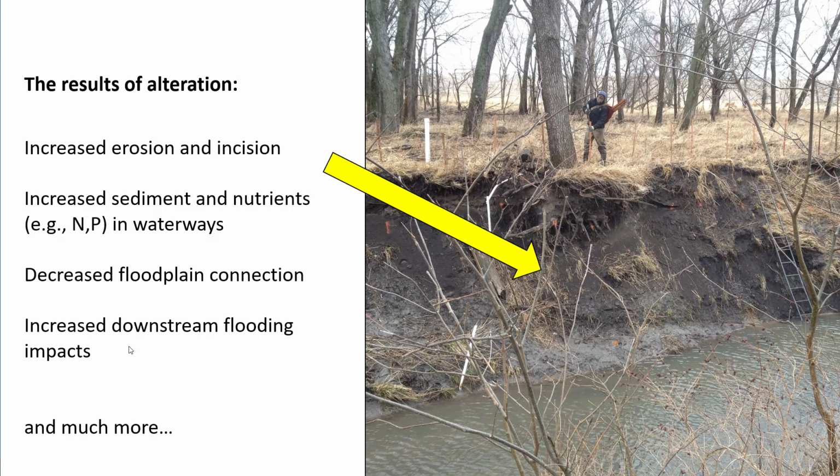And also with that decreased connectivity, most of the flow remains in the channel with a lot of power and a lot of force for erosion. So we see some increased downstream flooding impacts when we lose our connectivity with the floodplain, and especially floodplain forests.